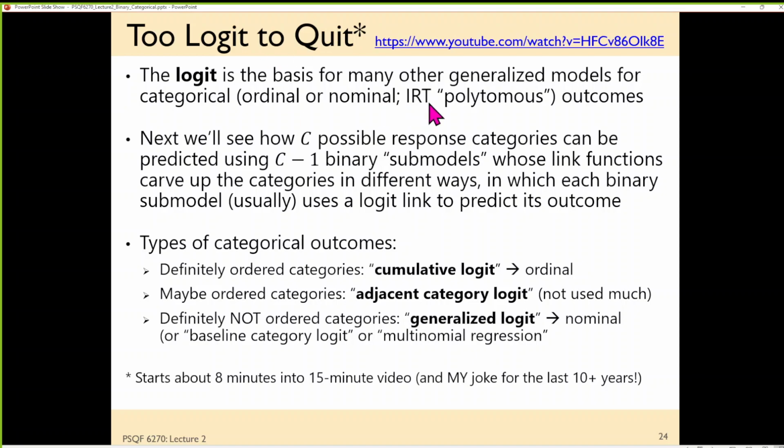By the way, in item response theory models, so when we have latent traits predicting these same exact types of outcomes, these are called polytomous. So that's another word that you may hear in this idea.